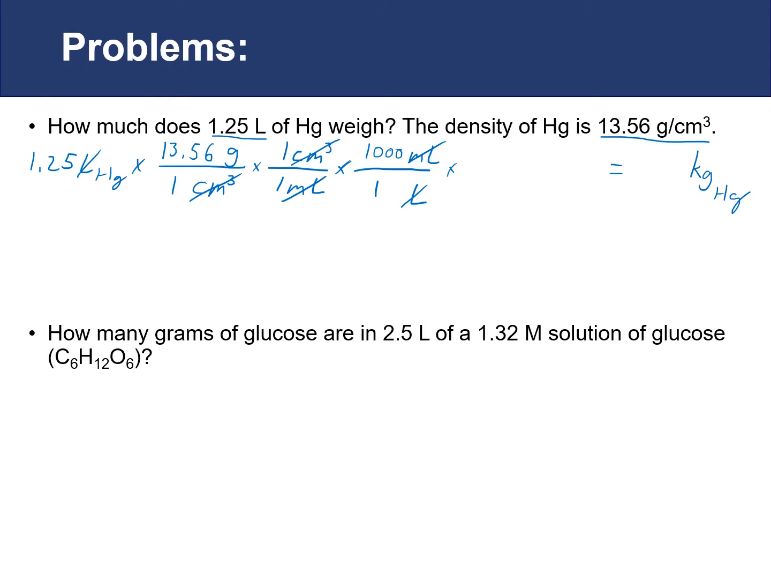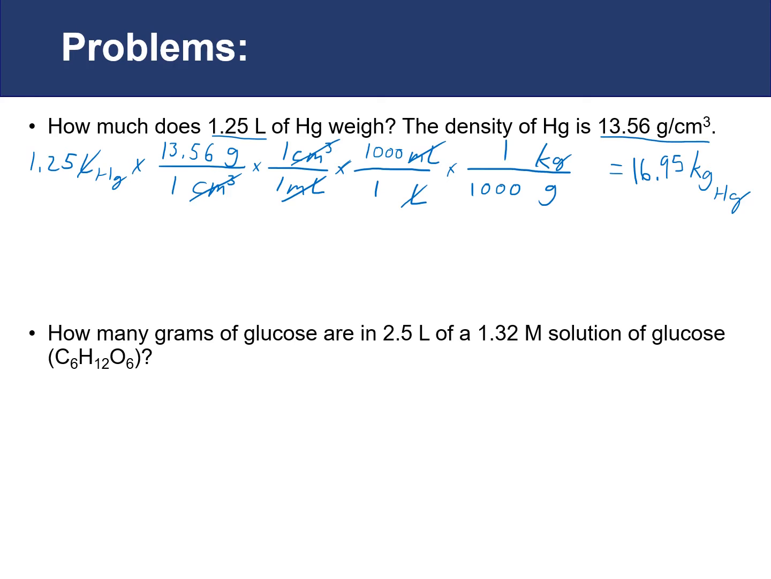Now to convert into kilograms, we would put grams on bottom and the unit we want to convert to, kilograms, on top. 1 kilogram is 1,000 grams. We can now plug this into a calculator, and we would get as our answer 16.95 kilograms.